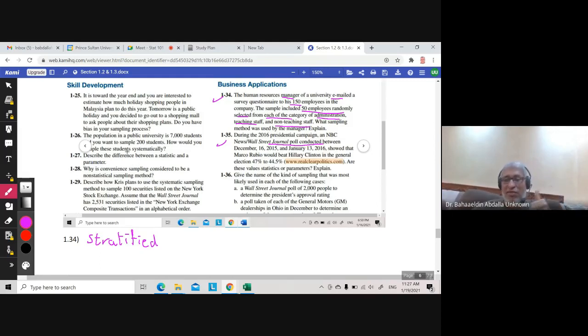Now, are these values, the 47% and 45, statistics or parameters? What is the difference between a statistic and a parameter? It would be a statistic if the values are taken from a sample. It would be a parameter if these values are taken from a population. So these values, the 47%, are from the poll conducted by the journal. Is this a sample or a population? A population? No, of course, it's a sample.